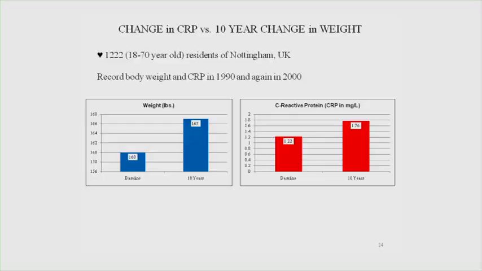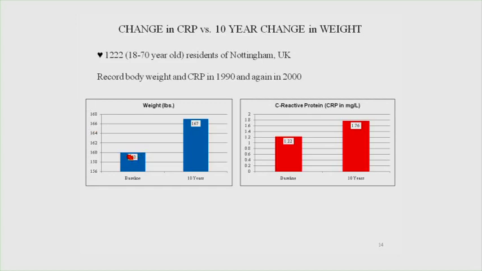Change in CRP versus change in weight. We're going to look at 1,222 18 to 70-year-old residents of Nottingham, England. We're going to record body weight and CRP in 1990 and again 10 years later. Now these residents of Nottingham, instead of running away from the sheriff of Nottingham like they were supposed to, were sitting around watching TV, and they gained weight. They went from 160 to 167 pounds over 10 years, which is what we see in Western societies. And lo and behold, their CRP as a group went from 1.2 to 1.8.